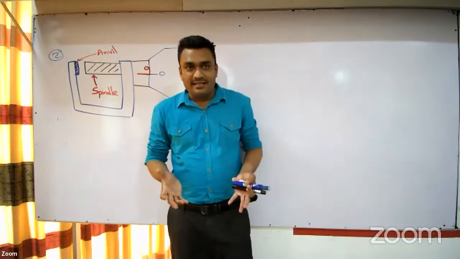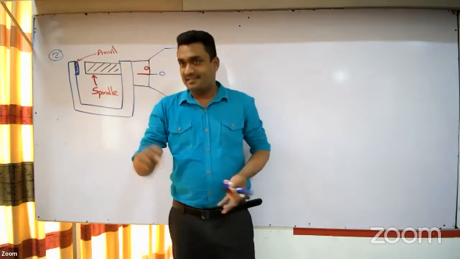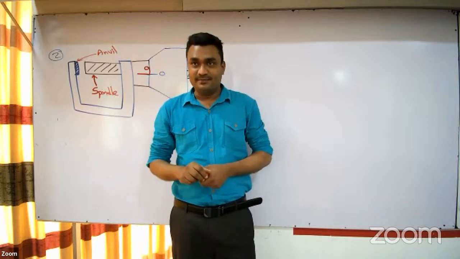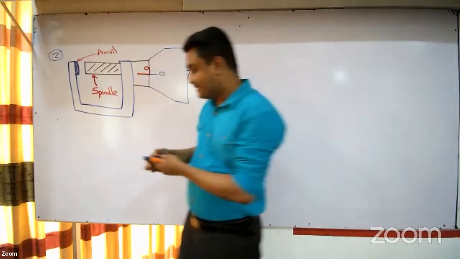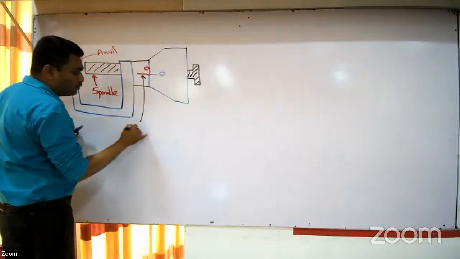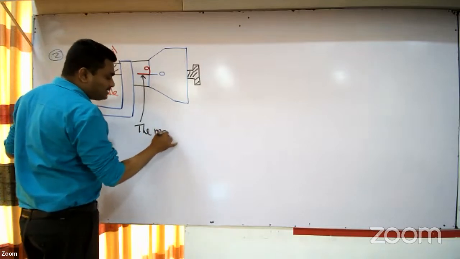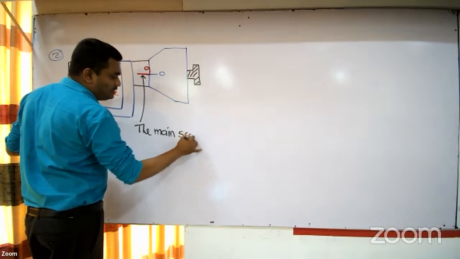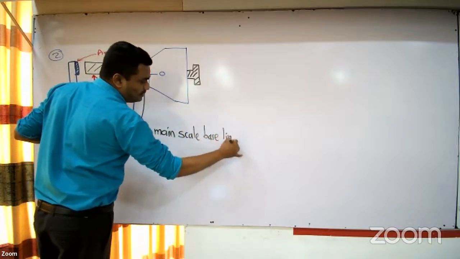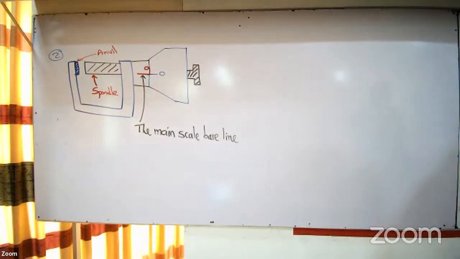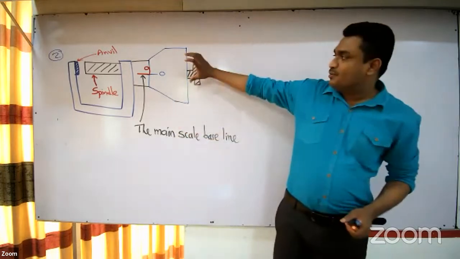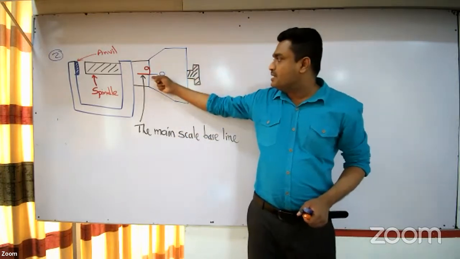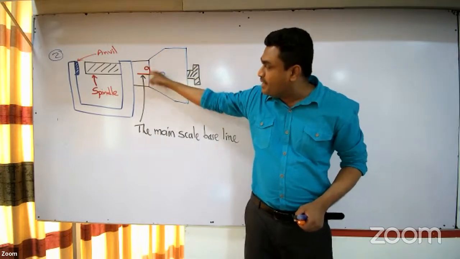So therefore, the main scale zero line is covered by the thimble. You will not be able to see the line. The main scale zero line cannot be seen, but maybe the zero mark can be seen. Therefore, please write: the circular scale zero line should be above the main scale baseline. Right? Try to imagine the situation. When we rotate the thimble, the circular scale zero line goes up, so it should be above the main scale baseline.